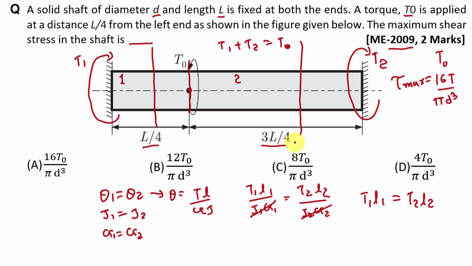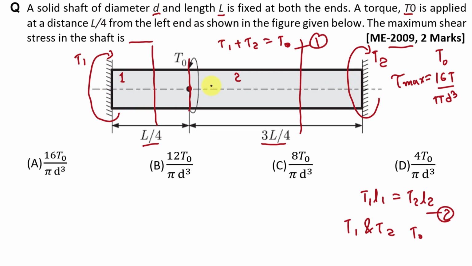So if you put these values here, then you will get a relationship between T1 and T2. And then you have to solve this equation and this equation. By comparing these two equations, you will be able to find T1 and T2 in terms of T0. So this is one method to find out T1 and T2 in this shaft. But now I will tell you a shortcut to find out the reactions at these ends.